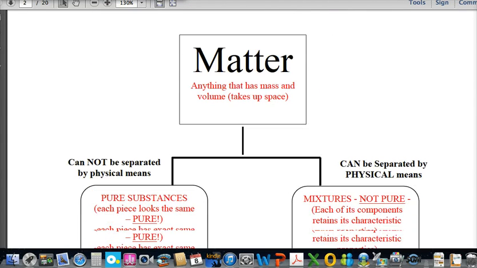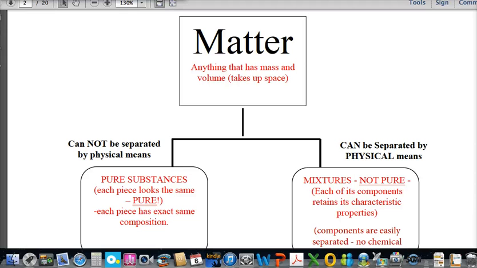Alright, so first let's take a look at it. Chemistry is basically defined as the study of matter, and you can see the definition of matter is anything that has mass and takes up space, and taking up space means volume. That is one of your vocabulary terms.